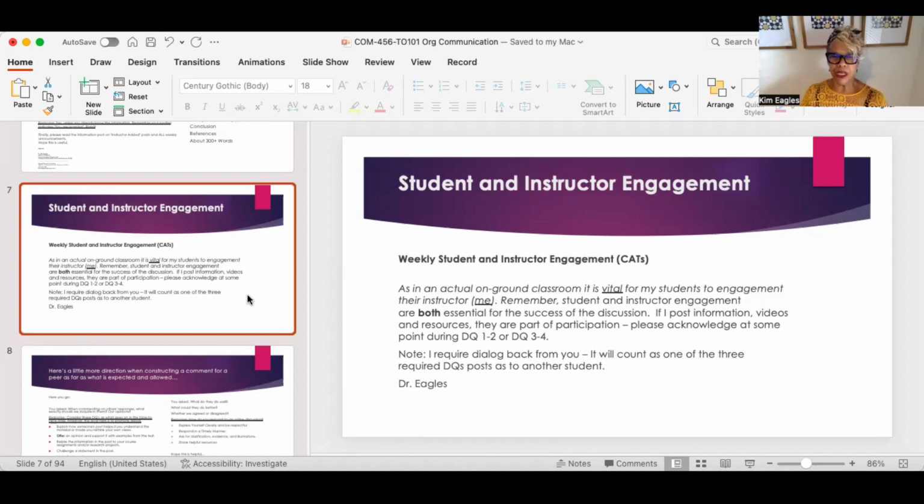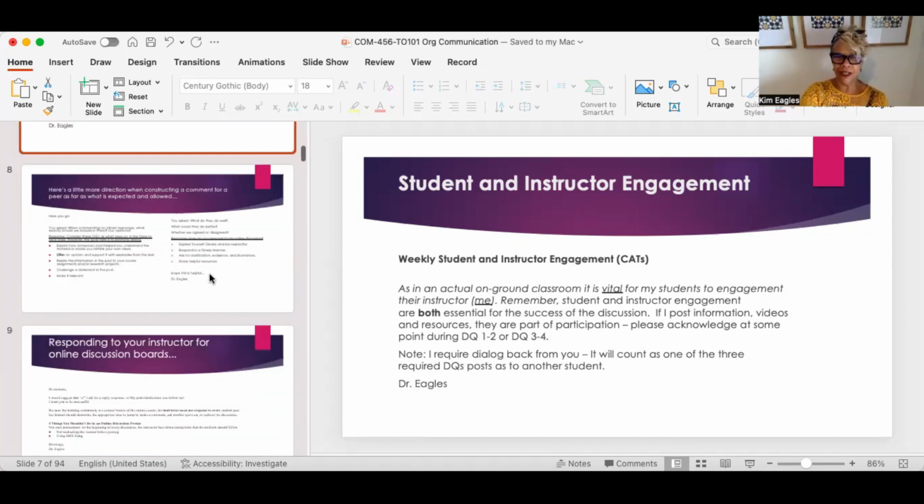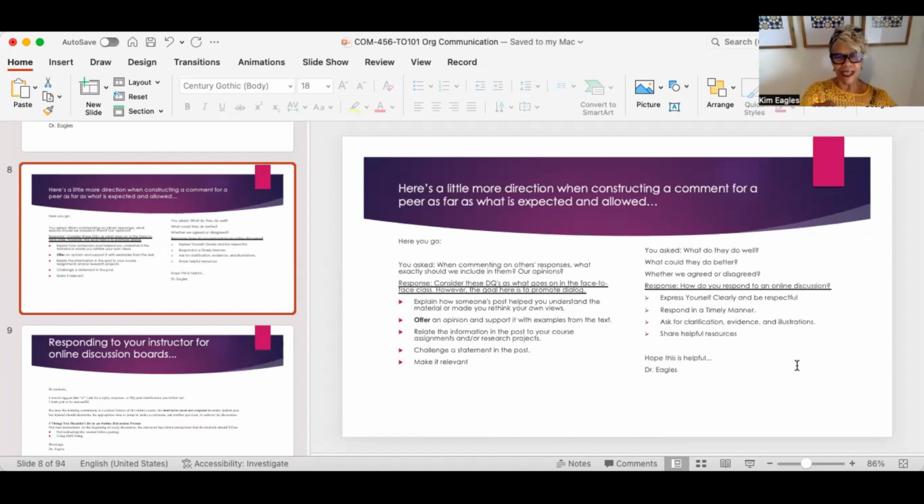We will also have what we call CATS. CATS are the way that I will be making sure that you are understanding the information and the direction of the learning materials. There's always, if you are in a classroom on ground, this engagement between the professor and students and within student peers. So we are not in the classroom, so we use this CATS engagement to make sure that you are engaging in the various bits of information that is required.